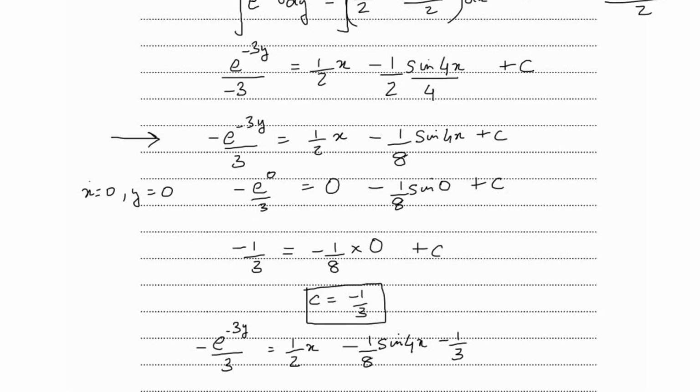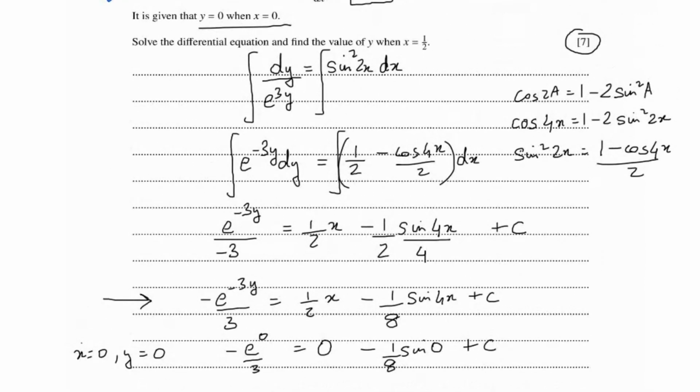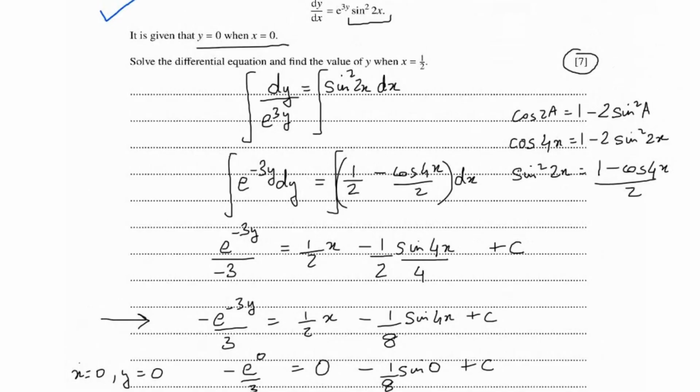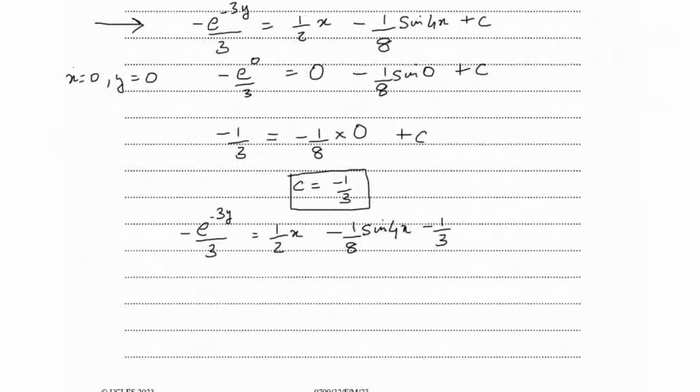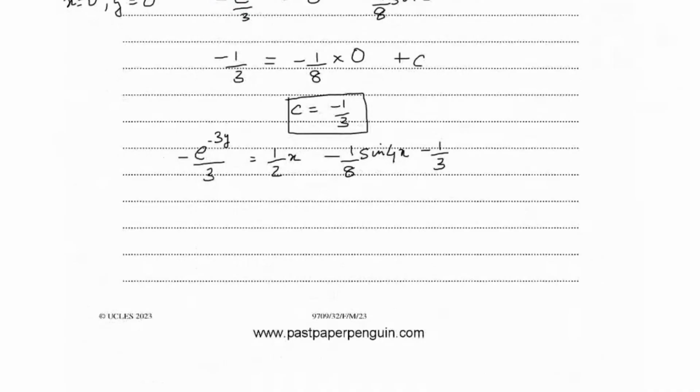Right, I just want to check if there are any other parts to this question. It says solve the differential equation and find the value of y when x is equal to half. So that we can do now. If x is half, what is y? So negative e to the power of minus 3y by 3 is equal to half into half minus 1 by 8 sine 2 minus 1 by 3.